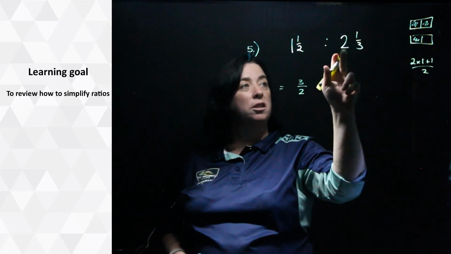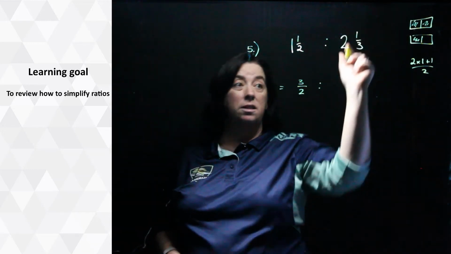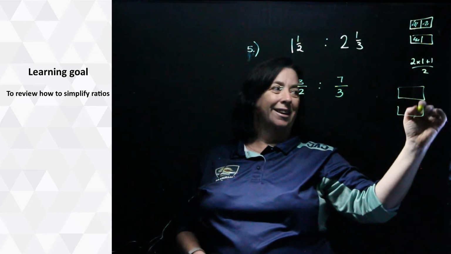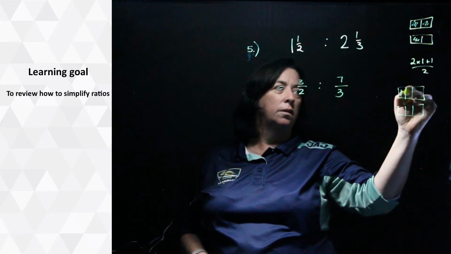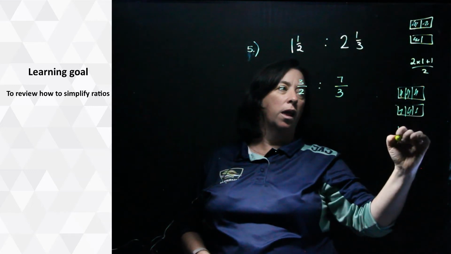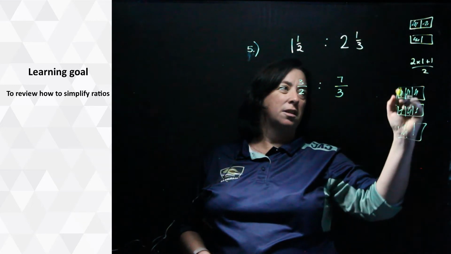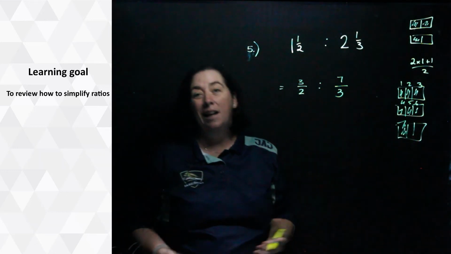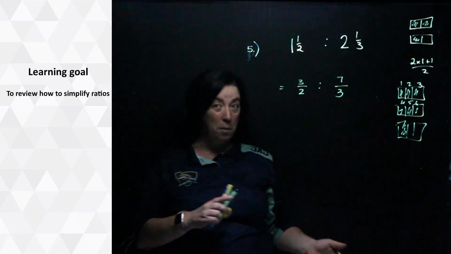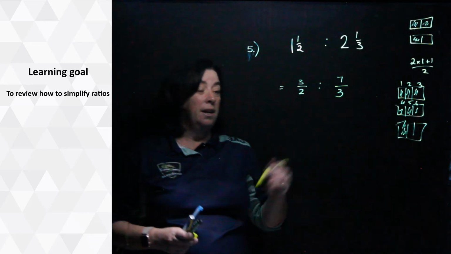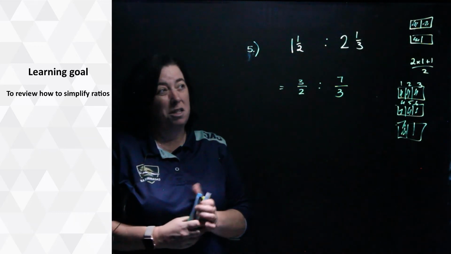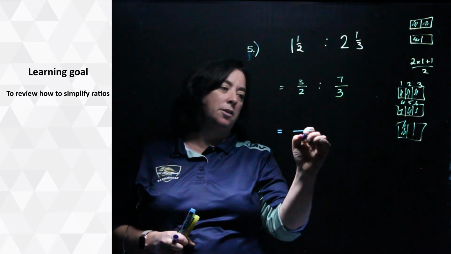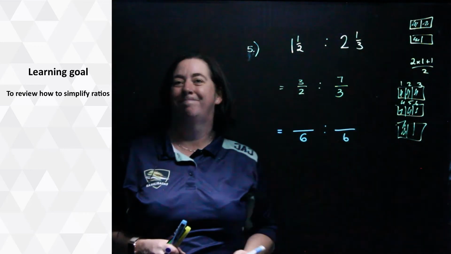2 1/3, 3 times 2 is 6, plus 1 is 7, over 3, or you can go, there's my 2 wholes, and there's my extra third, so that's 1, 2, 3, 4, 5, 6, there's 7 thirds. And then we use the technique on the last question. So some people cross multiply. In the quest of, I love fractions, and this is me, I'm going to change them to fractions with a similar denominator. So choose a denominator, 6.